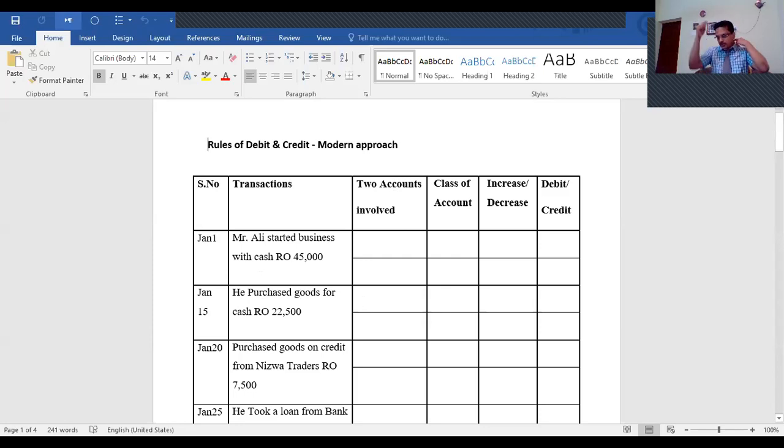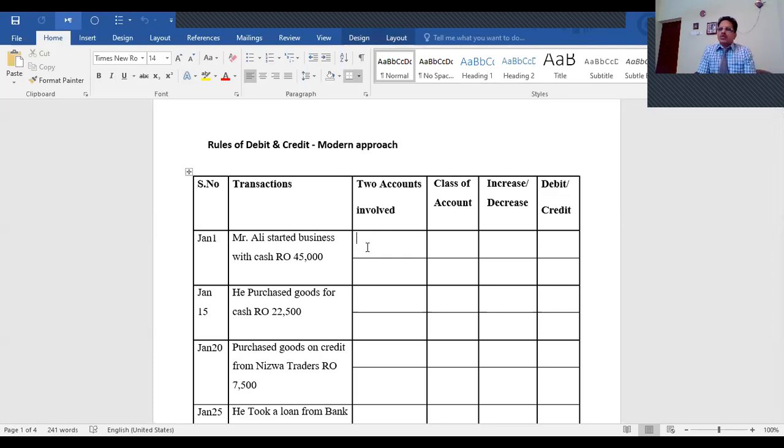That is why the first stage in the accounting cycle is to identify the transaction. Identify or find out the transaction, or the two accounts you have to find. So, Ali started business with cash. This is all something you will only understand when you practice. When you do this, you will understand more about it.